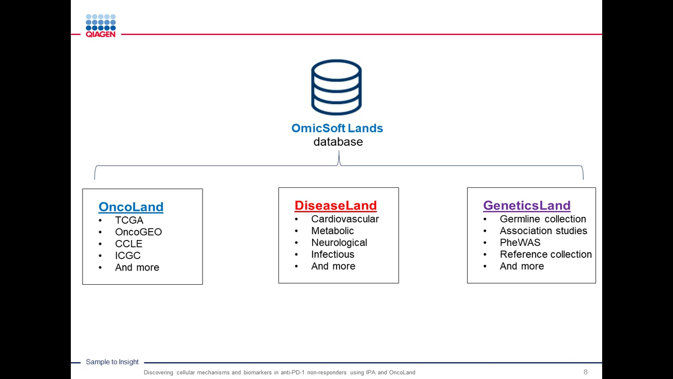So let me tell you just a little bit more about this database. The user can have access to this database through a couple of different products. I have listed 3 of those products over here. One is Oncoland, which has oncology data, again, from sources such as TCGA, GEO, CCLE, and others. DiseaseLand, which has non-oncology data, so this would be data relevant to cardiovascular diseases, metabolic diseases, neurological diseases, and others. And then finally, GeneticsLand, which has a lot of variant information. So this can be germline variants, things like GWAS and PWAS association studies, reference collection, and more.